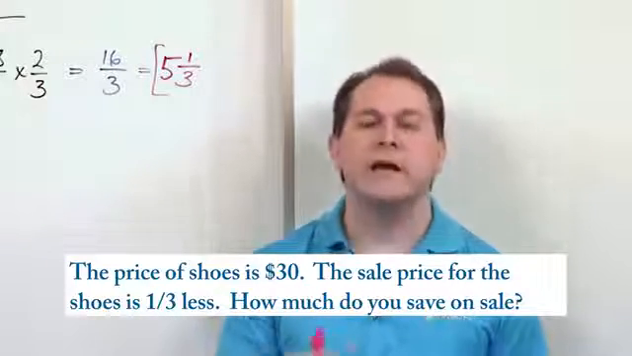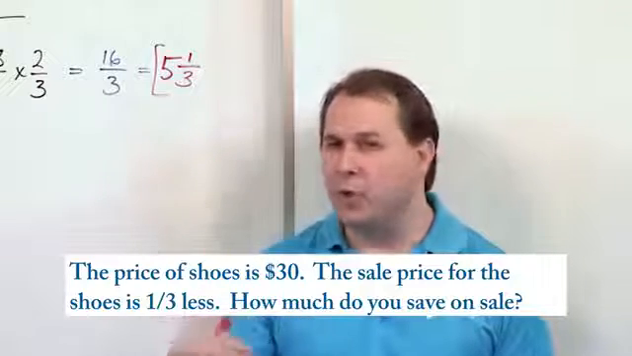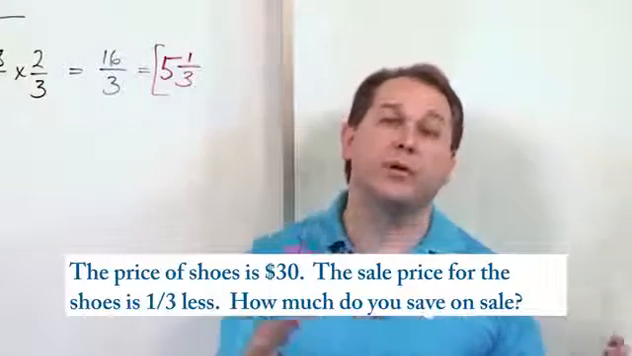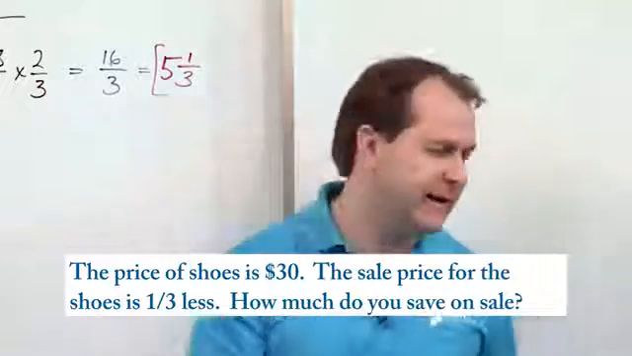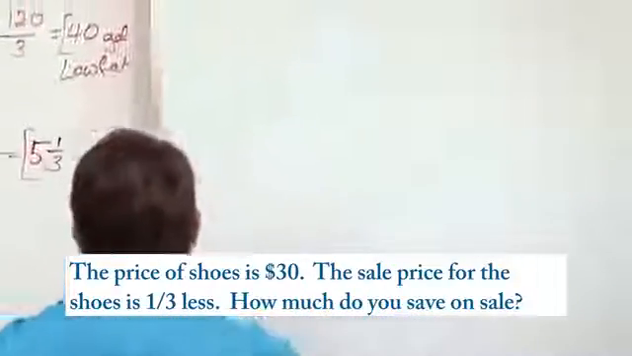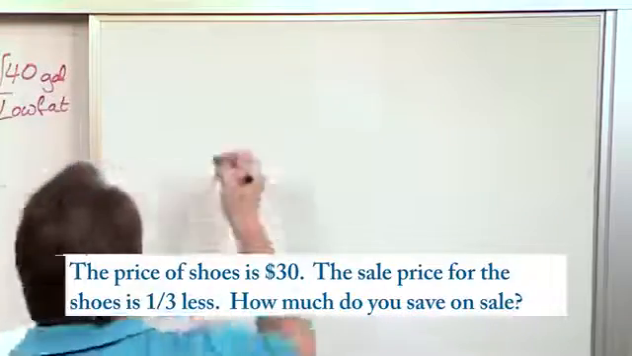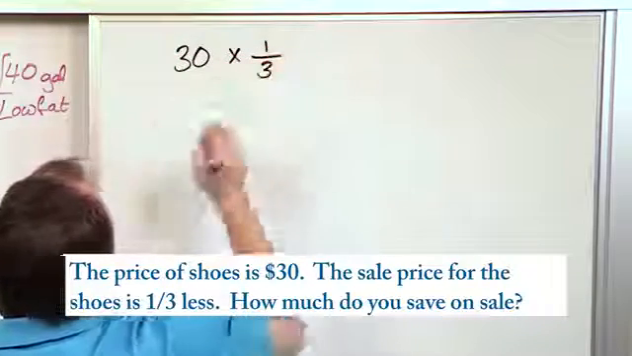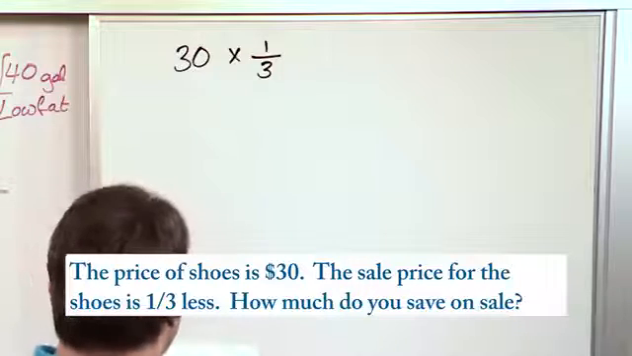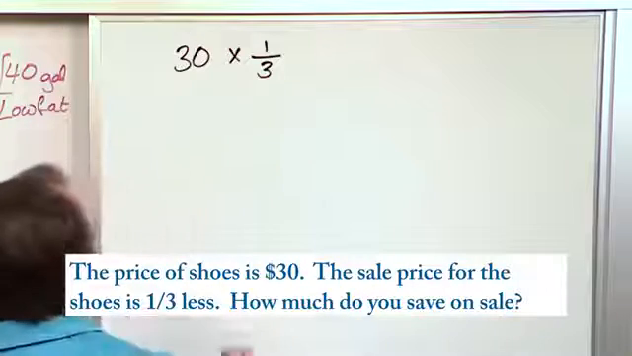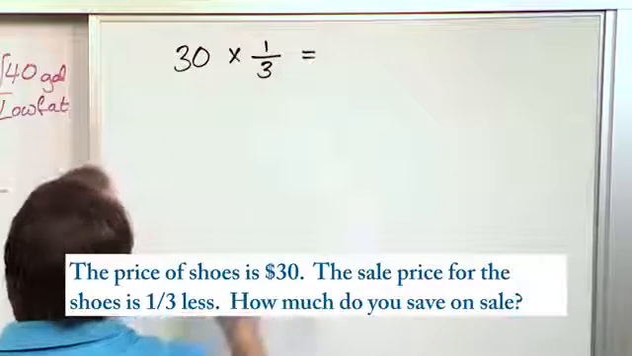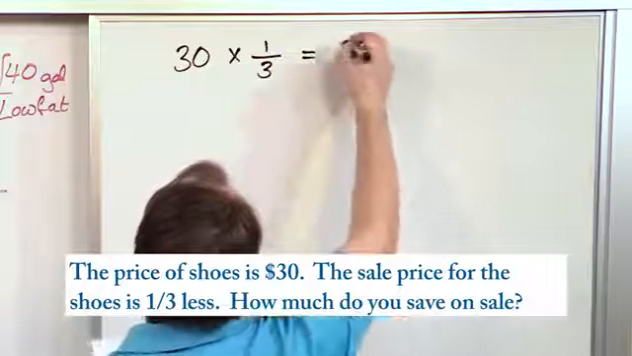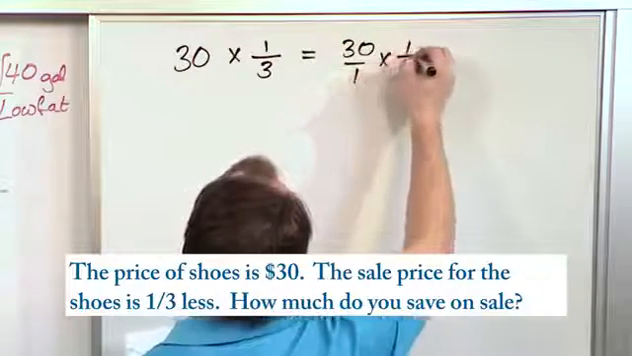Well, it's the same kind of thing. The price is $30, but I'm saving 1/3 of the amount of the shoe. So I multiply these two things together to figure out what is 1/3 of 30. That's going to be how much money that I save. So the way I do that is I have a $30 pair of shoes, but the amount that I'm saving on it is 1/3 of that price because it says right here, the sale price for the shoe is 1/3 less. All right. So I need to multiply the fraction times the 30 to figure out how much 1/3 of that price is. So the 30 becomes 30 over 1 times 1/3.